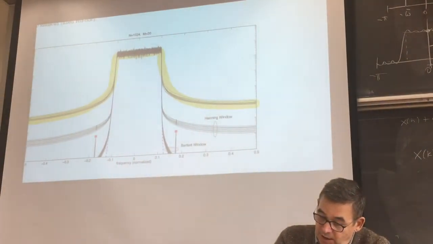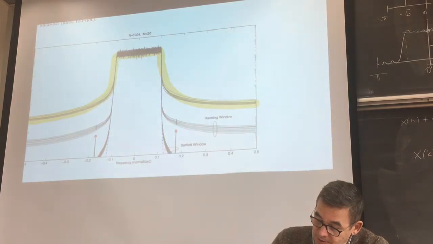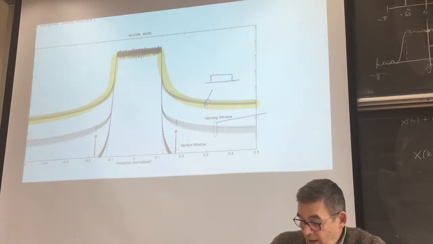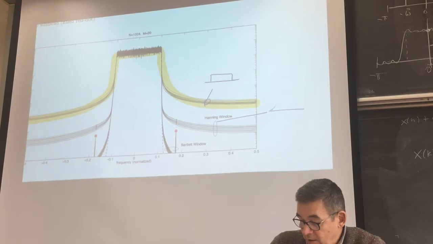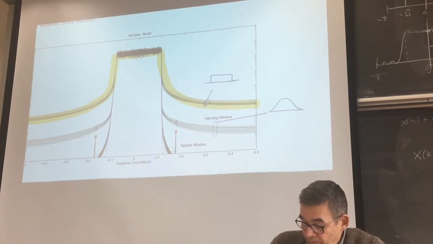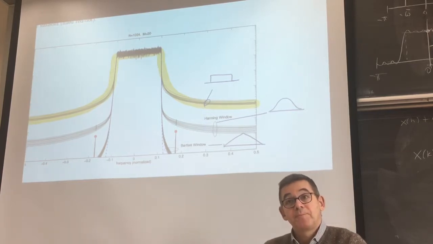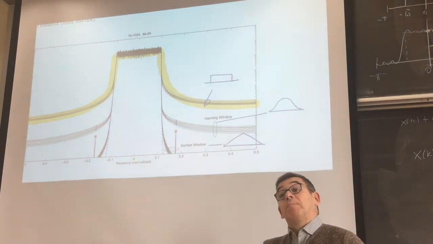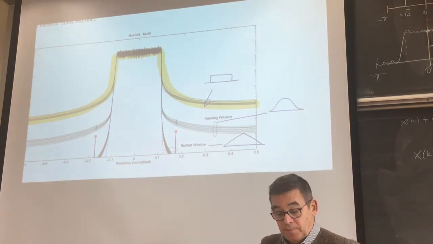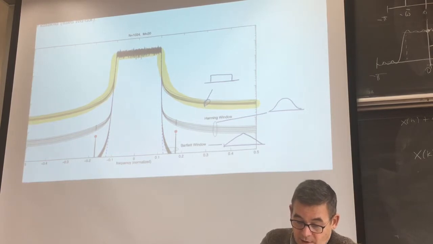Just to highlight in this plot. This is carried out by the periodogram with a rectangular window. This is a Hanning window, which means I take the data and it's smoothed. And Bartlett window means that the data has been smoothed by a triangular window. Okay? That's how the data has been pre-windowed.